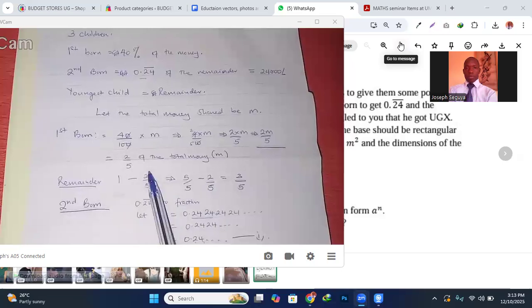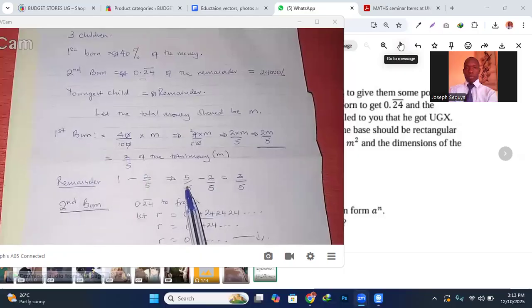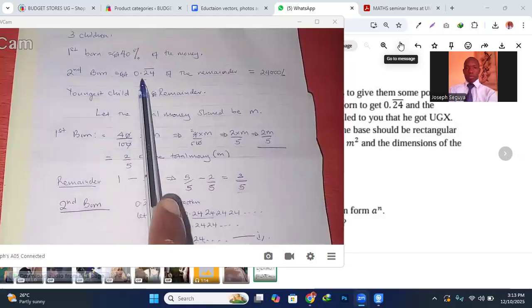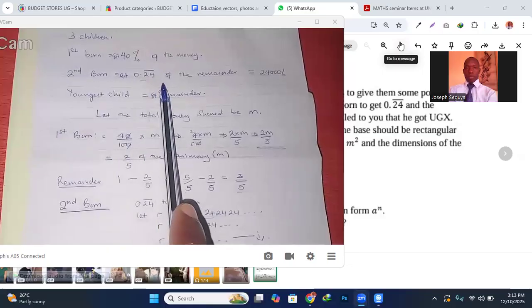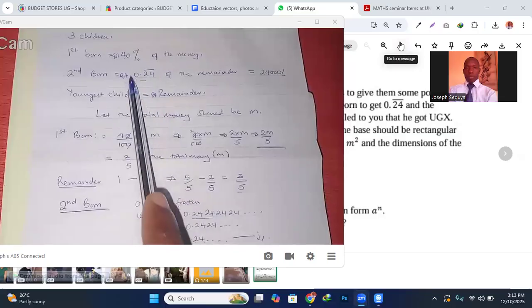What is 2 over 5? 2 over 5 is the fraction of the firstborn. So you get what remained after the firstborn took some money. Therefore what remained is 3 over 5. Now, going back, this is our remainder. When you go back to the question, they say the secondborn got 0.24 recurring of the remainder. So we also have to change 0.24 into a fraction.